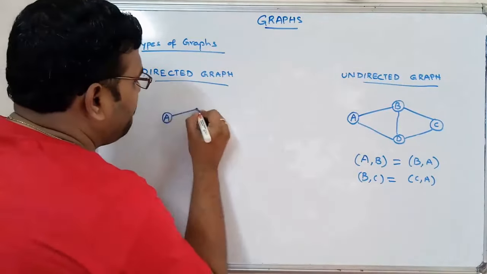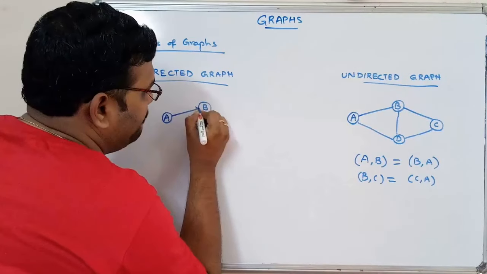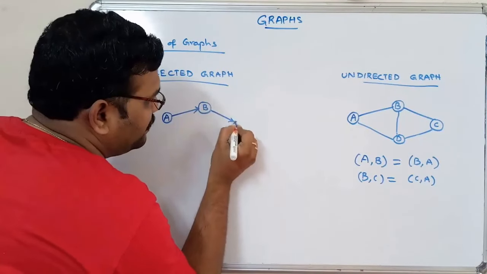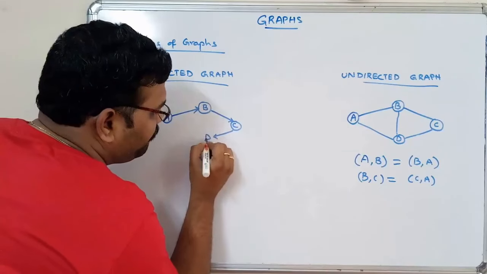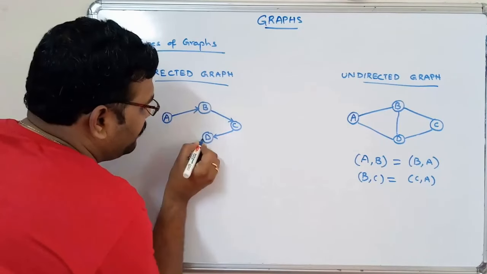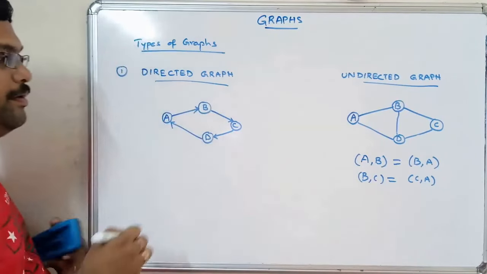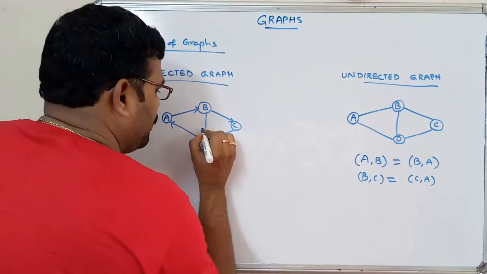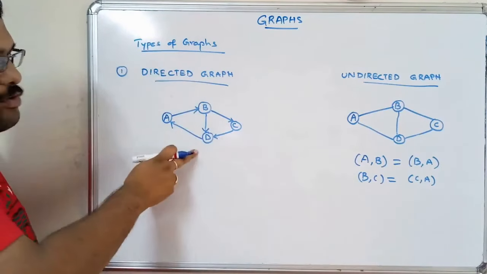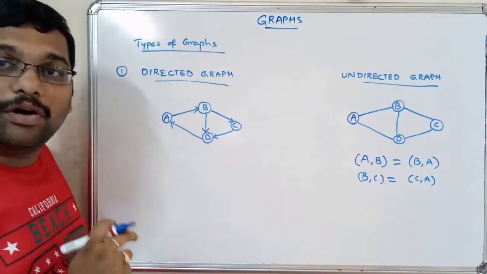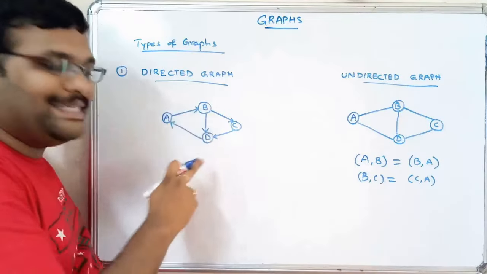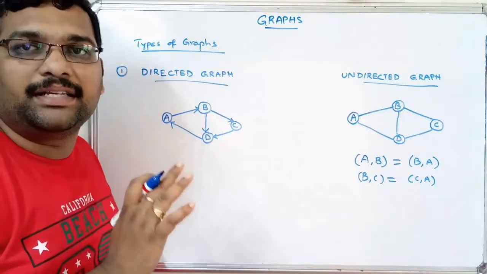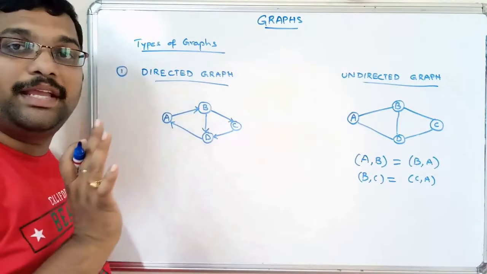A, B, C, D, A. This is called a directed graph because here every edge is specified with some direction, so only one direction we can travel.